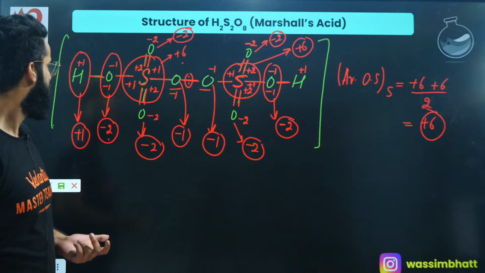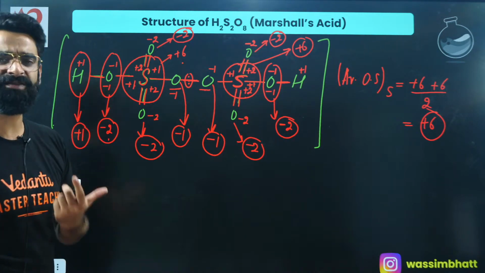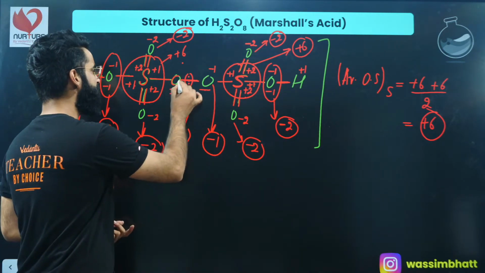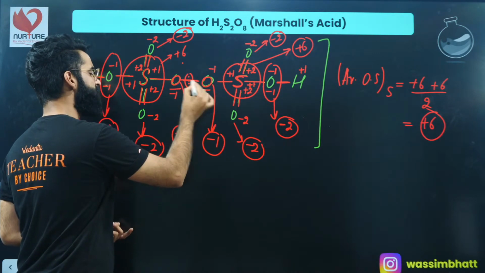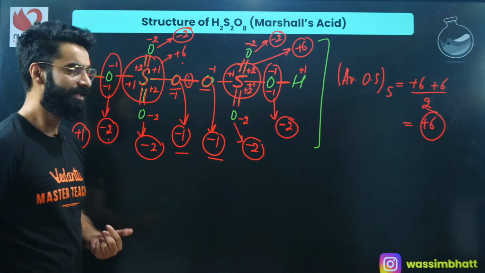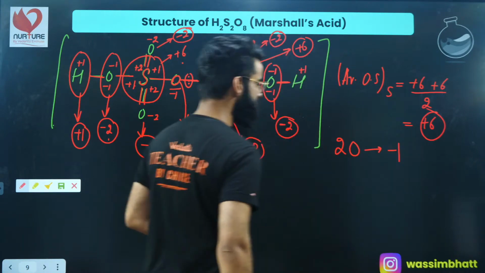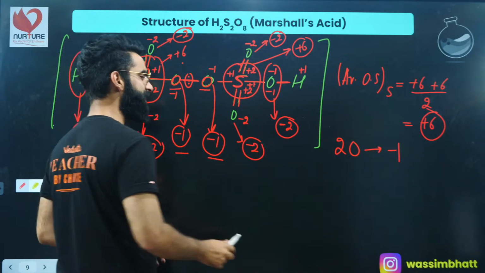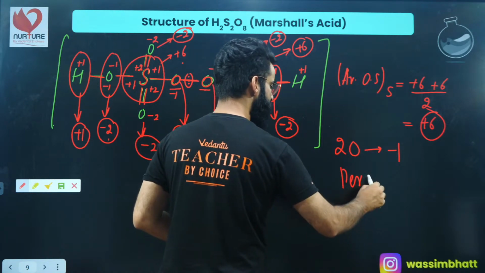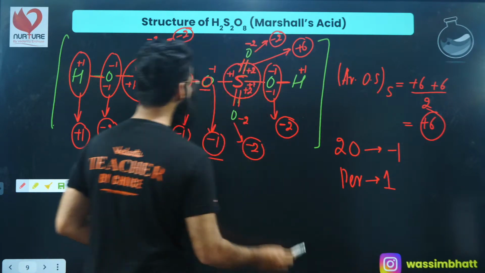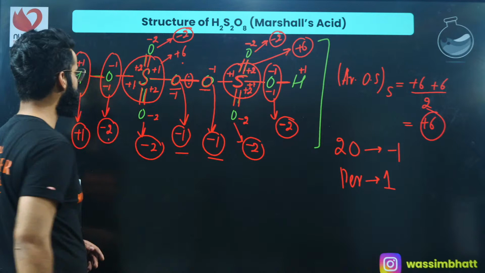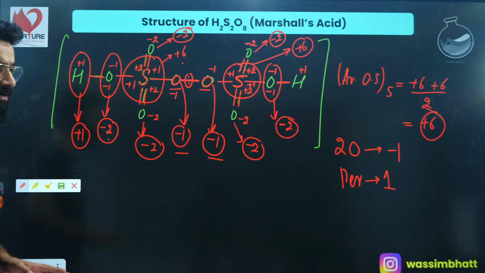If I ask you, how many oxygen atoms are there with -1 oxidation state? This oxygen atom and this oxygen atom. These two oxygen atoms are there in -1 oxidation state. So there are basically two oxygen atoms with -1 oxidation state. If I ask you how many peroxide linkages are there, you'll say there is only one peroxide linkage. That is this linkage, right? Okay. I'm sure everything is clear to everyone. Yeah?